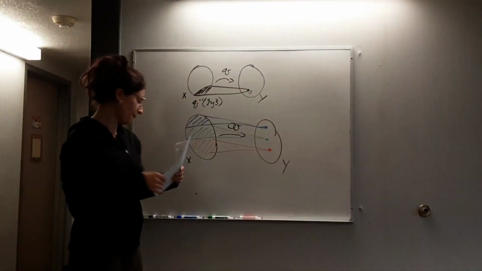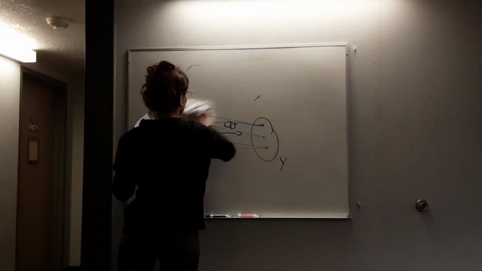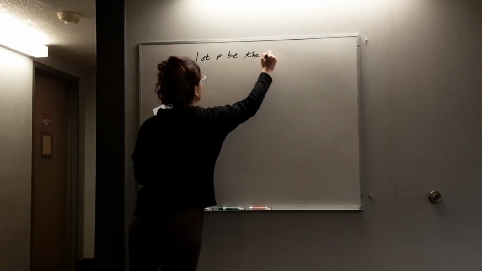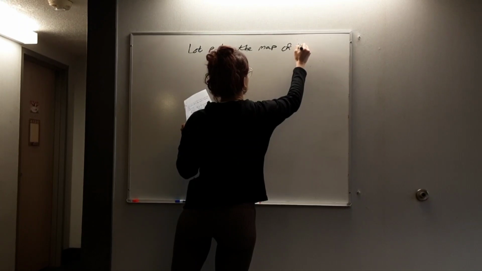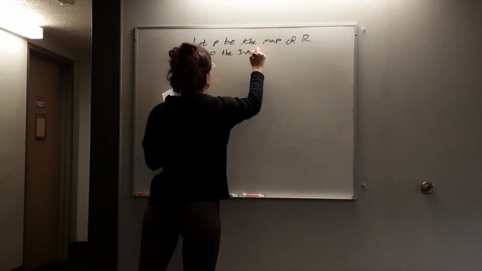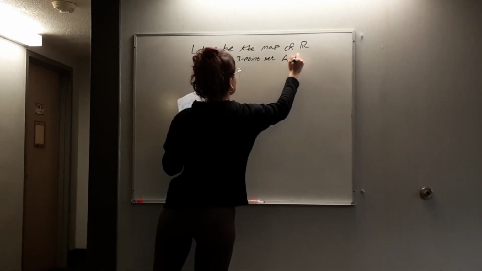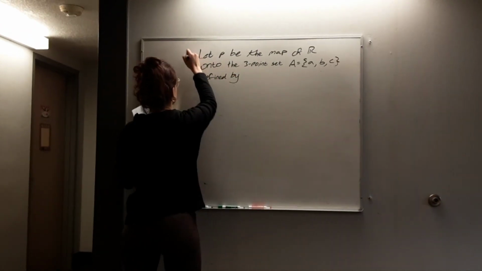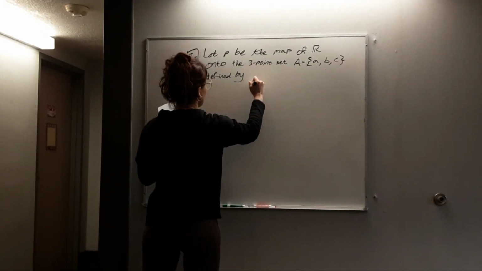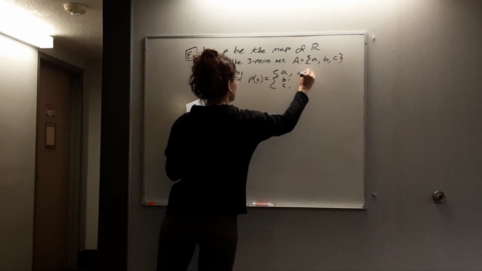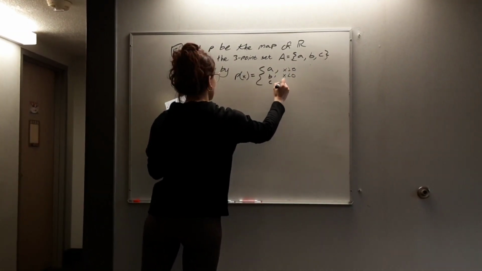So, now let's think about an example. Let P be the map of R onto the 3-point set A, which consists of A, B, and C, defined by P of X equals A when X is greater than 0, B when X is less than 0, and C when X is equal to 0.